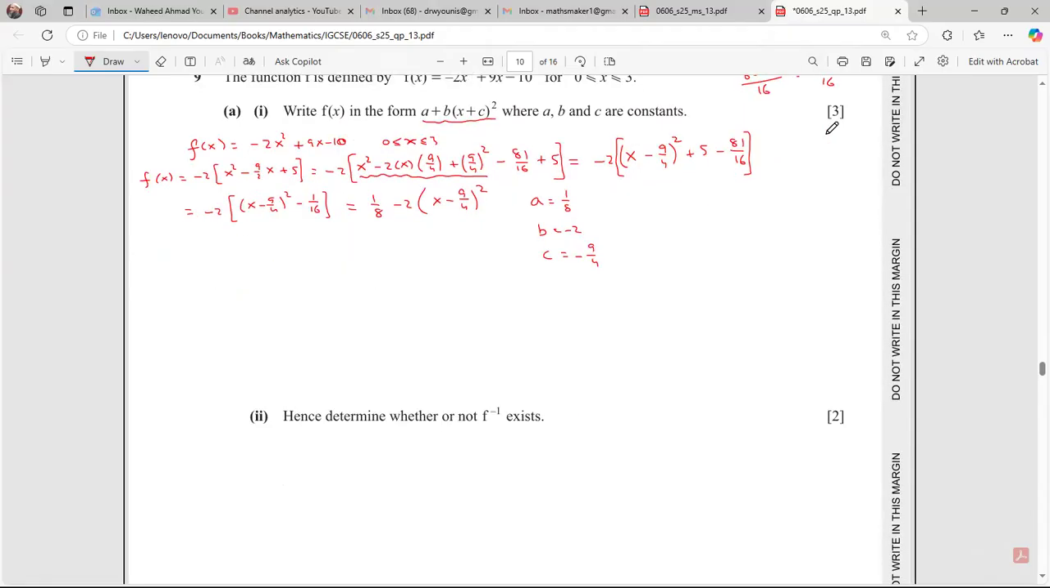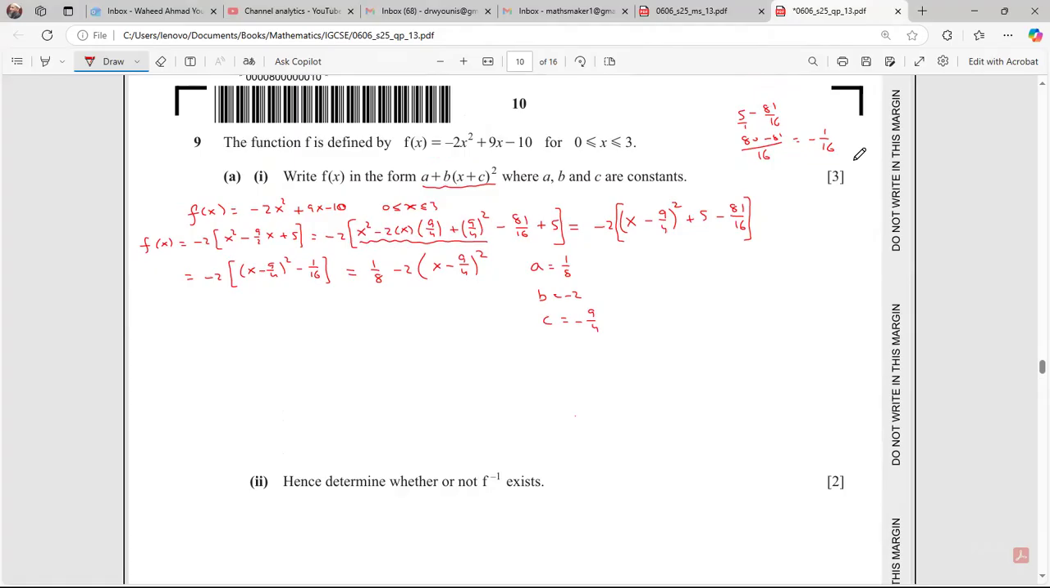Now, determine whether f inverse exists or not. This is an interesting question and a bit conceptual. You see, how does this function look like? We know that its vertex is 9 by 4 and 1 by 8. So 9 by 4 is 2.25 and 1 by 8 is 0.125. So this is approximately somewhere here. And this negative 2 is telling me that it's a parabola but opening downward.